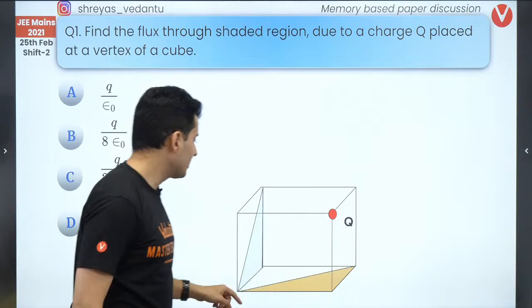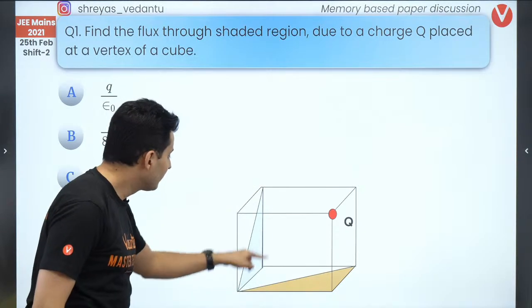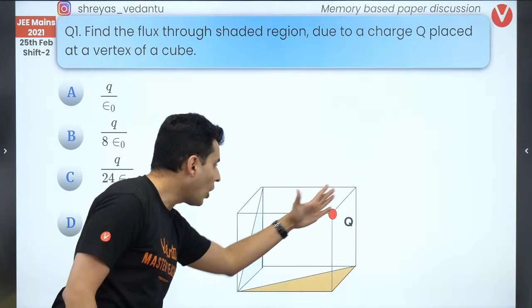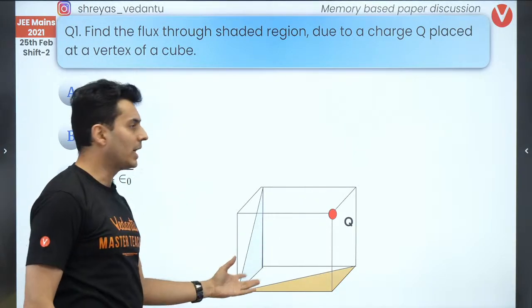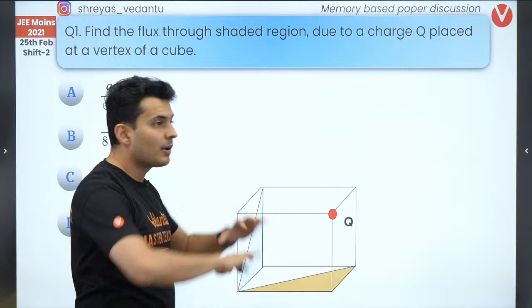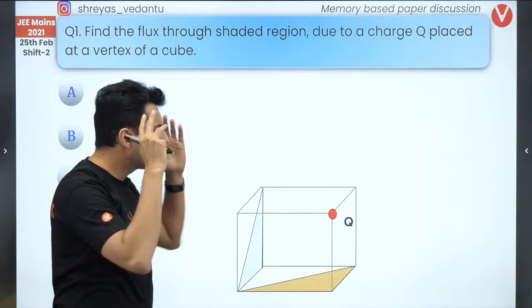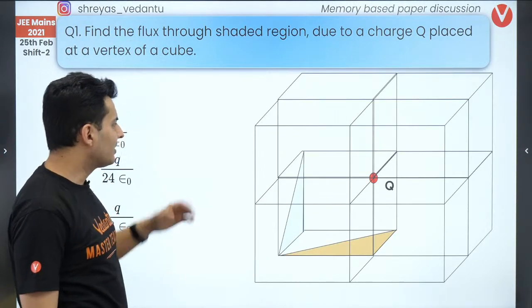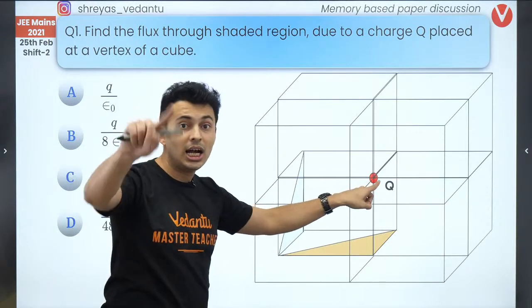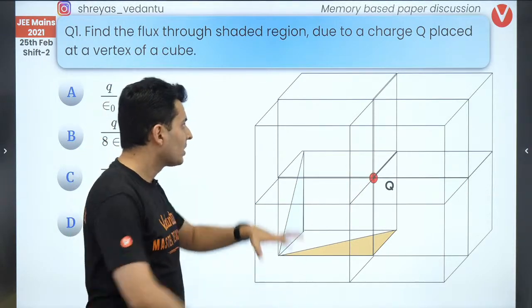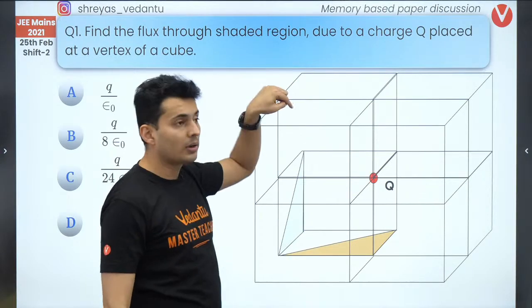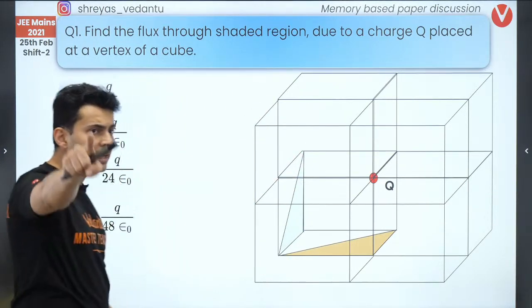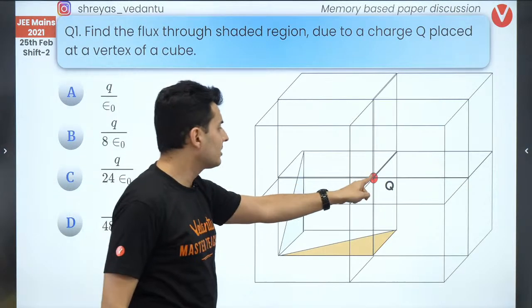When these kind of questions come, first of all, notice this shaded area is on the opposite side of that vertex. So what you need to do is build up a bigger cube. Just visualize, build up a bigger cube so that the charge comes out at the center. That big cube is made of 8 cubes. Can you see that? This charge is over here.